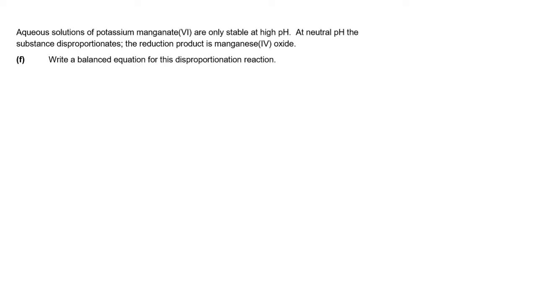We've got aqueous solutions of potassium manganate(VI), and in an earlier part of the question we worked out the formula of manganate(VI). So it's K2MnO4, right? So the anion is MnO4 2-. As you can see, we've got 2 potassiums, each of which is 1+. So that's the formula of potassium manganate(VI). They're only stable at high pH, which is alkali, of course. So at neutral pH, the substance disproportionates.